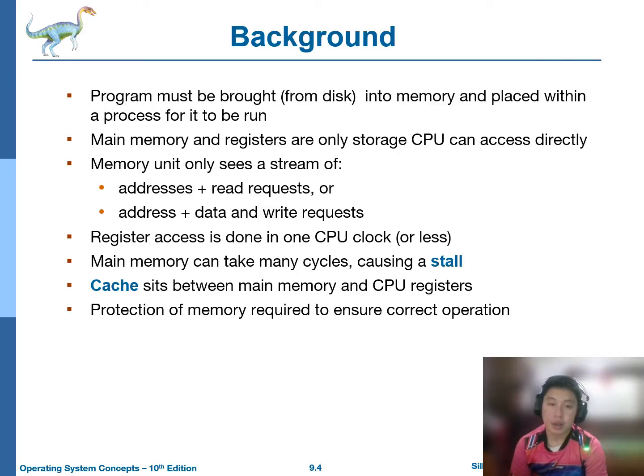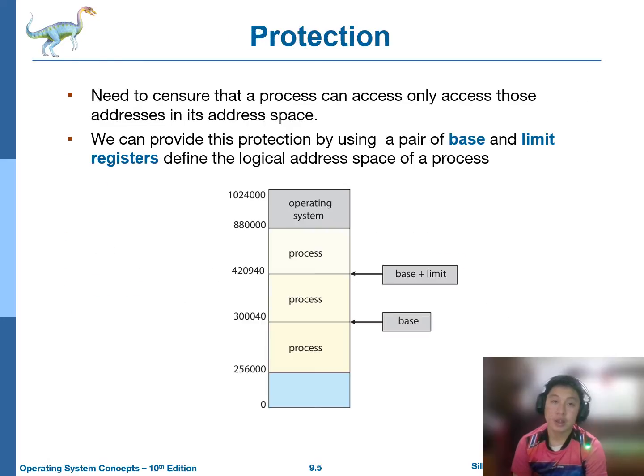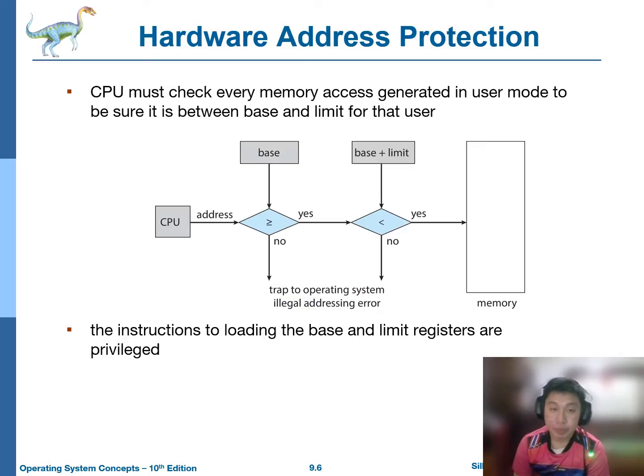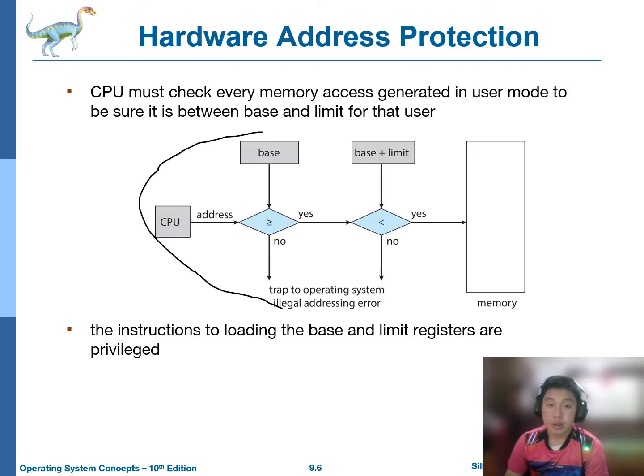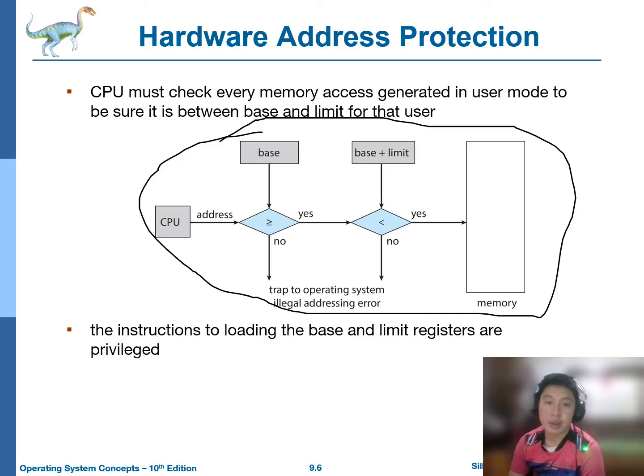Protection of memory is required to ensure correct operation. We need to ensure that a process can only access those addresses in its address space. We can provide this protection by using a pair of base and limit registers defining the logical address space. Hardware address protection: the CPU must check every memory access generated in user mode to be sure it is between base and limit for that user.